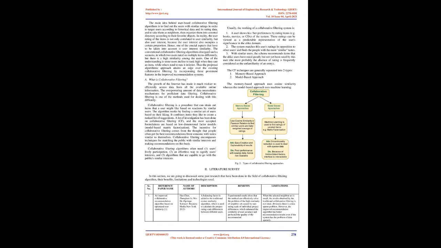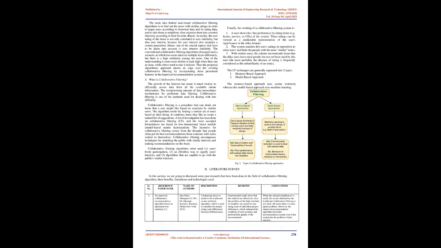The algorithm works by finding a similar set of users based on their liking. It combines items they like to create a ranked list of suggestions. A lot of investigation has been done on collaborative filtering, CF, and the most accepted formulations are based on low-dimensional factor models, model-based matrix factorization.